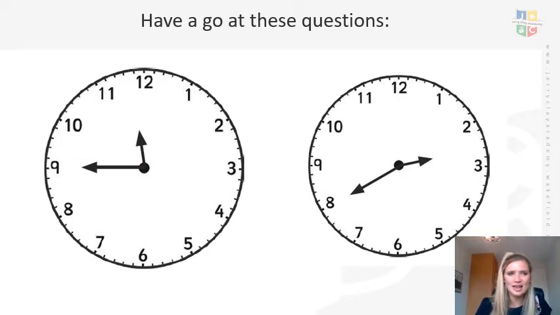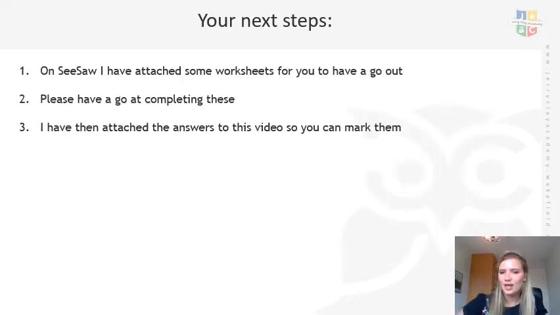Okay, so we're going to look now at the next. Okay, so now we've had a quick recap of that. Obviously, if you need to use the online resource, which I suggested yesterday, please use that to help support you as well. You're going to now go on to Seesaw, and I've attached some worksheets for you to have a go at. Please have a go at marking these, and then I will go through the answers on here for you to have a go at marking yourself. And then once you have marked them, you could send me them in Seesaw so I can see how fantastic you have done.